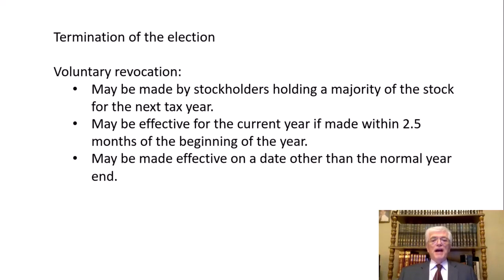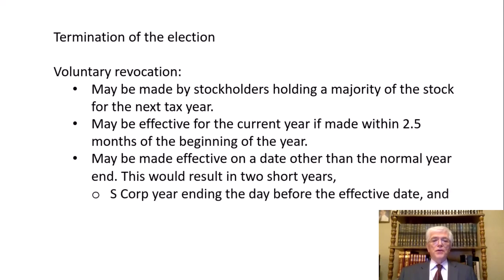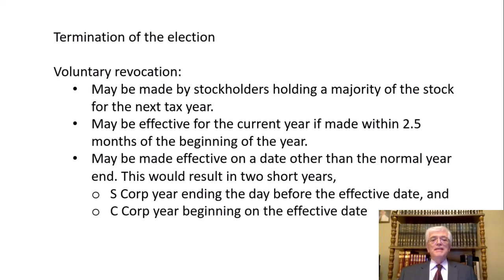It may be made effective on a date other than the normal year end. This would result in 2 short years. First, the S Corp year ending the day before the effective date, and secondly, the C Corp year beginning on the effective date and ending whenever the C corporation's tax year ends.